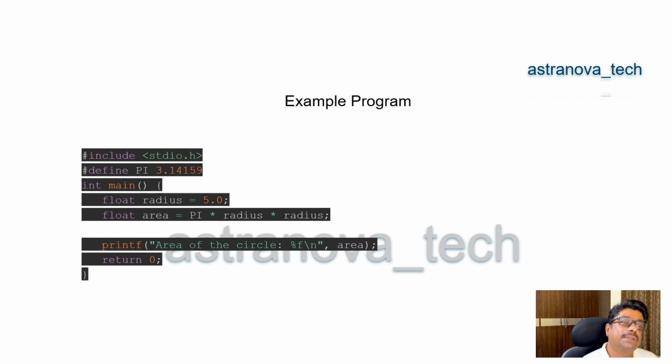float area is equal to PI into radius, right? Pi r squared. Then we are printing using the printf method. For using this printf method we have used stdio.h. return 0. So it is returning 0 for the main, so nothing is returned back from the main. This calculation is done and the value is printed here. That's all for today.